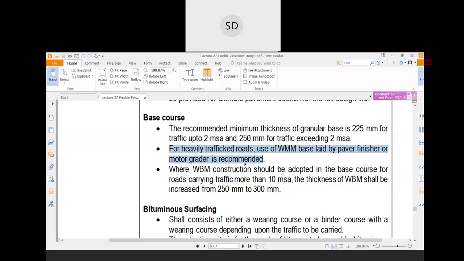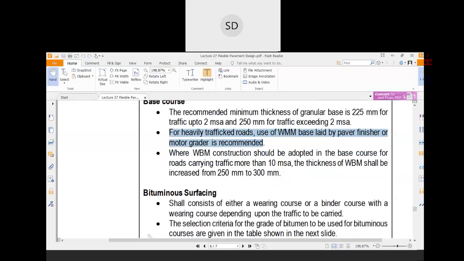very much high. Where WMM construction, that is water-bound macadam construction, should be adopted in the base course for roads carrying traffic more than 10 MSA, the thickness of water-bound macadam shall be increased from 250 mm to 300 mm. So for heavy traffic, if you are using water-bound macadam, in that case your thickness should be increased from 250 mm to 300 mm. So this is the base course.